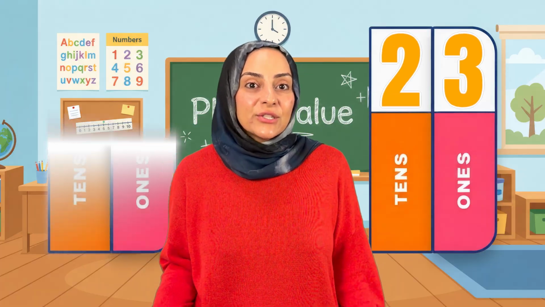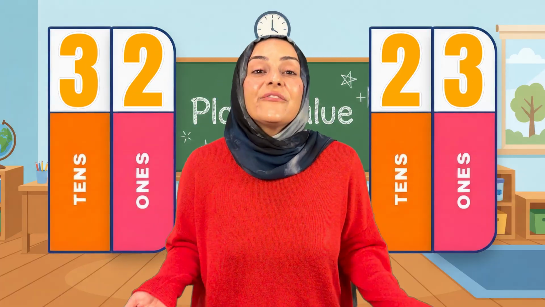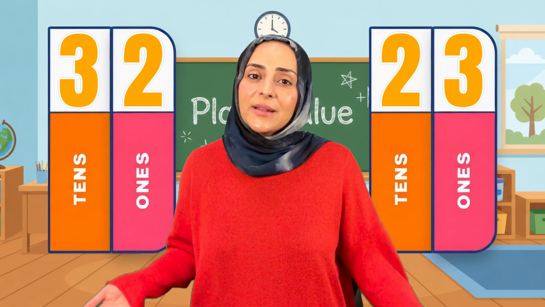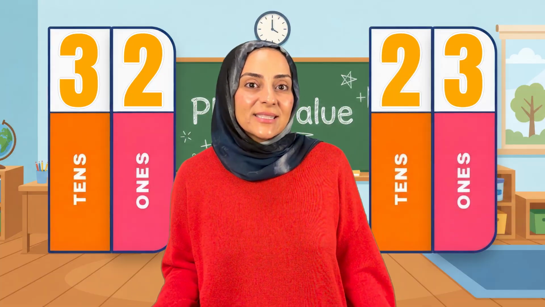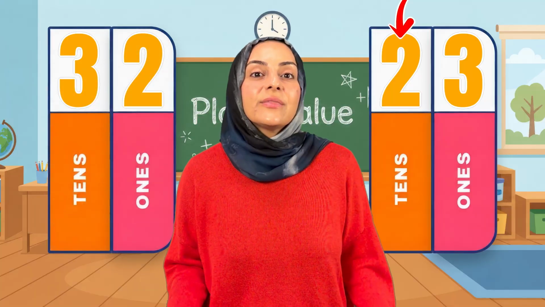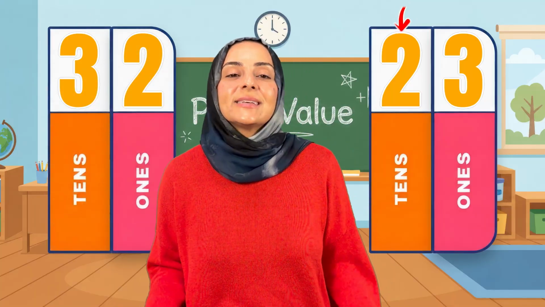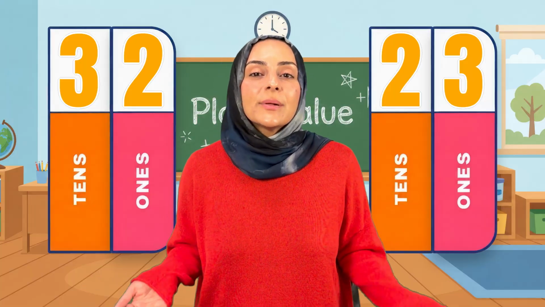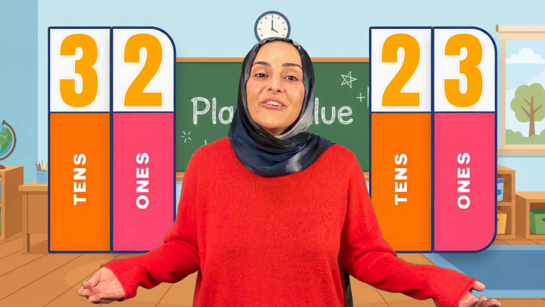23 and 32. They both use a 2 and a 3, the very same digits, but they are not the same number. In 23, the 2 is in the tens place, so that is 20. In 32, the 3 is in the tens place, so that is 30. Same digits, but a different place, and that makes a completely different number. And that is the magic of place value.